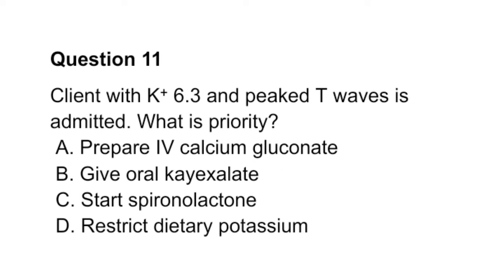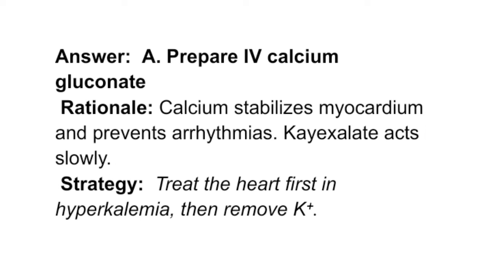Question 11. Client with K 6.3 and peaked T waves is admitted. What is priority? A. Prepare for calcium gluconate. B. Give oral K-exalate. C. Start spironolactone. D. Restrict dietary potassium. Answer: A. Prepare for calcium gluconate.